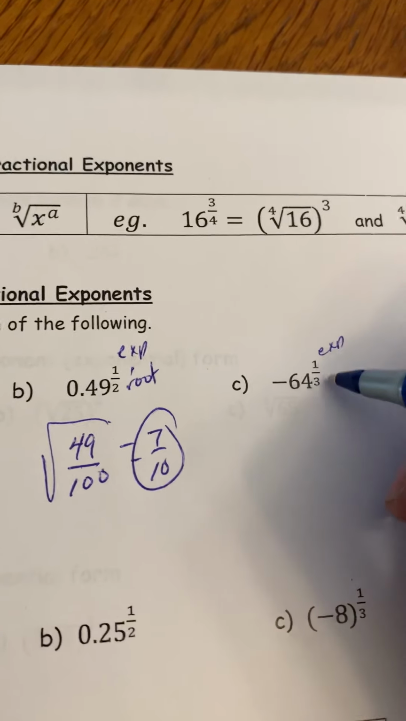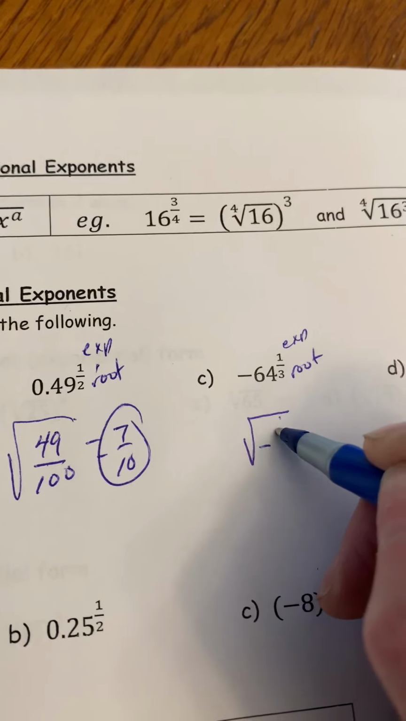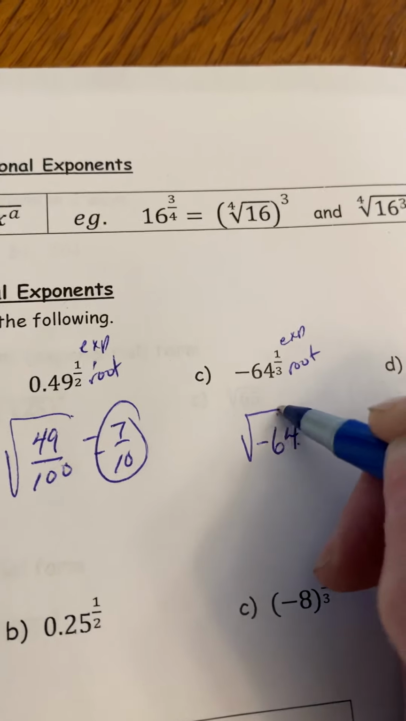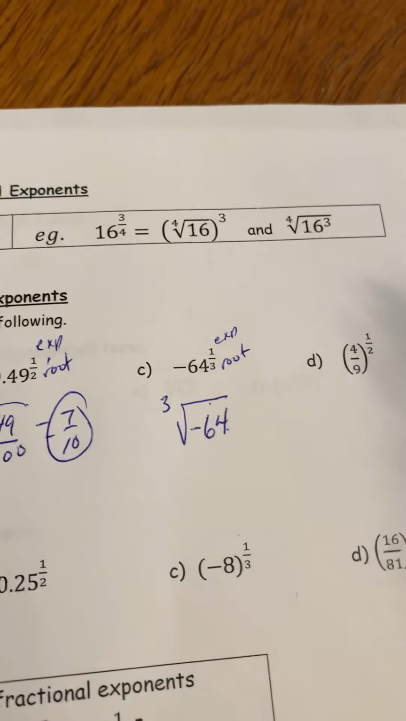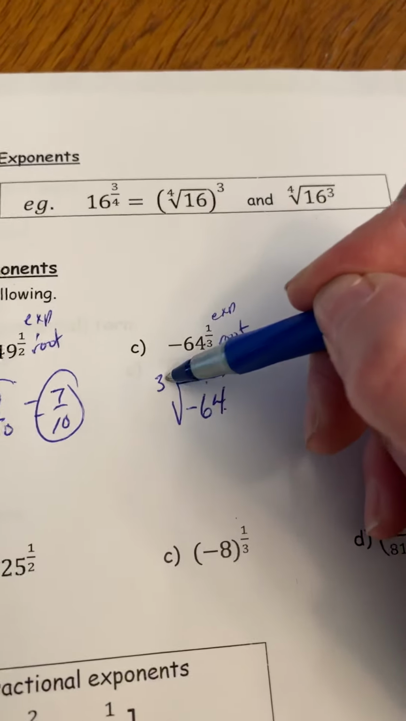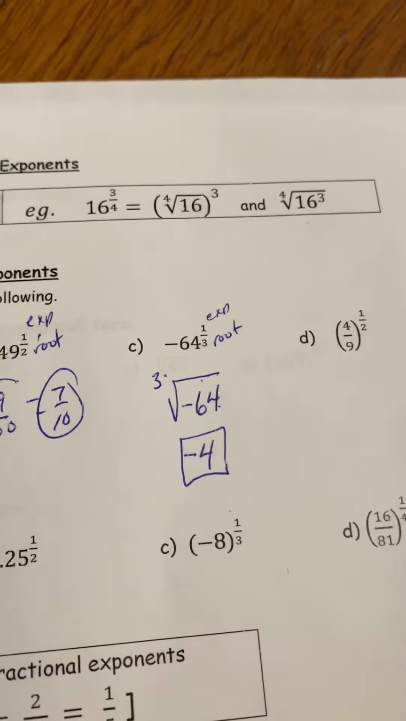Okay, exponent, root, written as a power. We're going to rewrite it as a radical. The base of our power becomes our radicand, the thing that goes underneath. We're going to find the cube root. Ask yourself, can I find the cube root of a negative number? Indeed, I can. If the index is odd, this is doable. My answer would be -4.